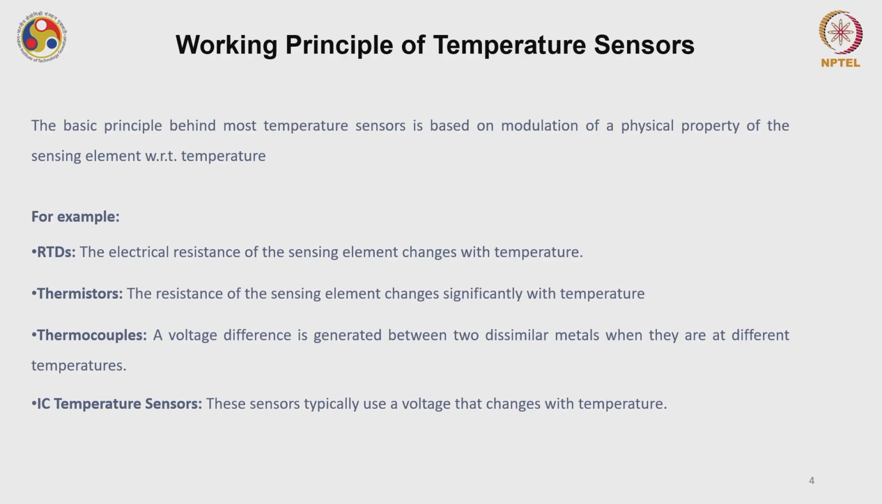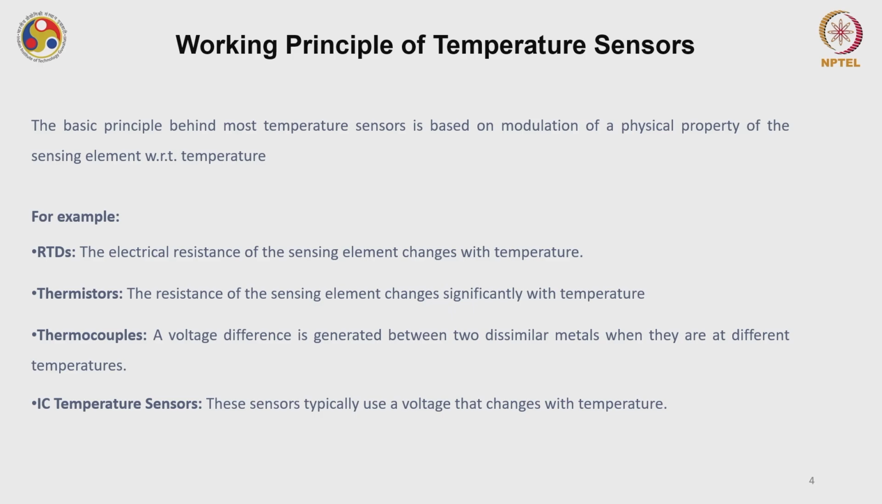One example is the RTD. We'll discuss RTDs in more detail. In RTDs, the electrical resistance of the sensing element changes with the temperature. Similarly, for thermistors also the resistance of the sensing element changes, but it is more significant in the case of thermistors. In this course we'll see the difference between RTDs and thermistors, although both are based on the change in resistance with respect to temperature.